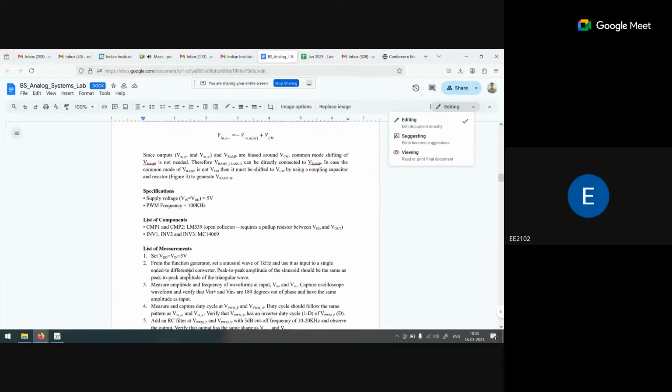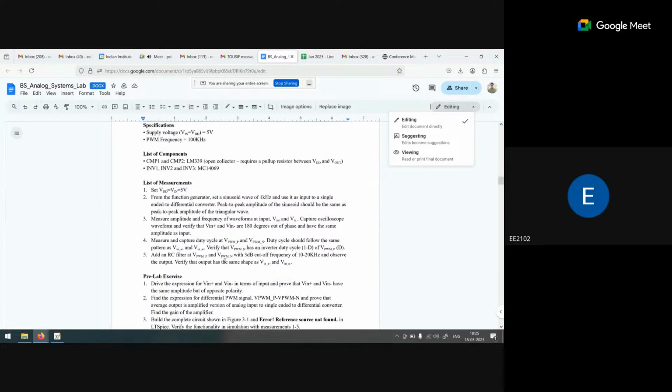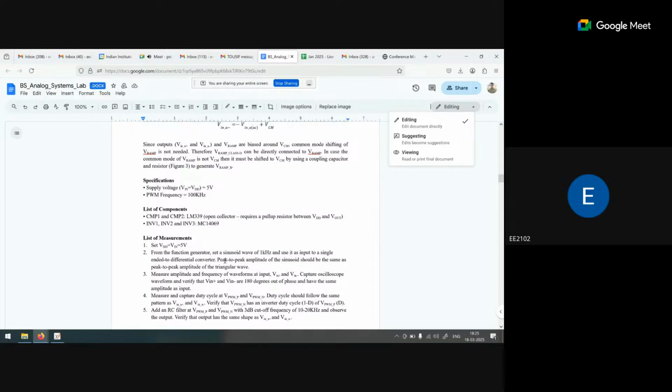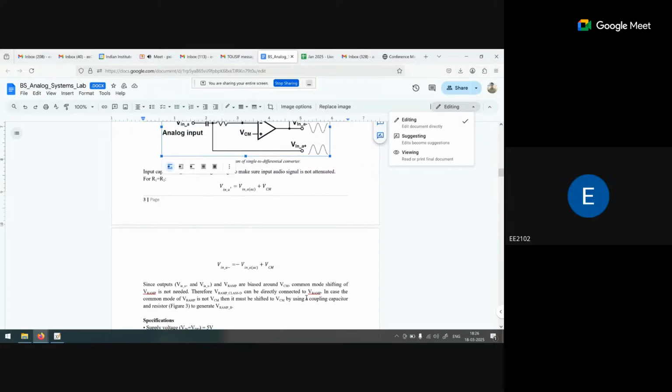It is mentioned. It is a coupling capacitor. VCM by using the coupling capacitor. So the coupling capacitor is mainly, which type of coupling capacitor we are using.